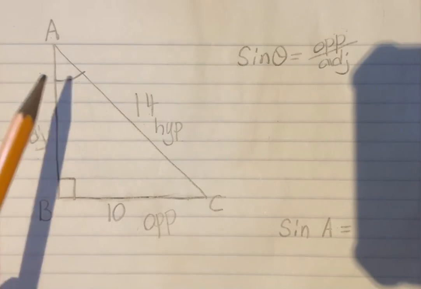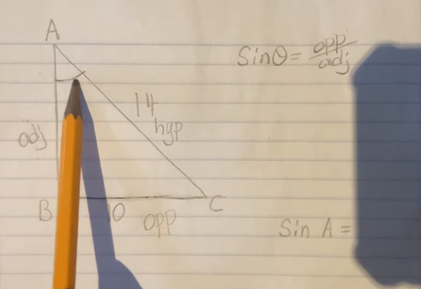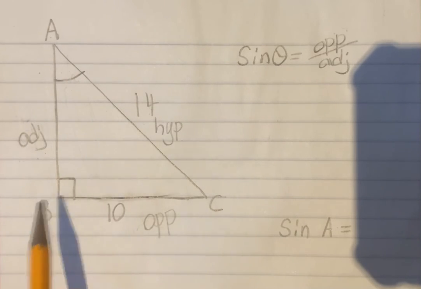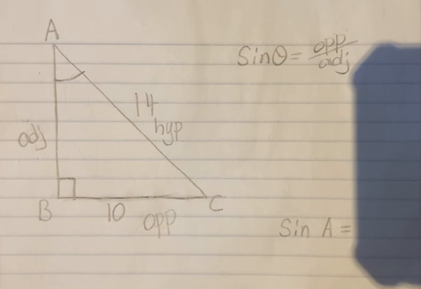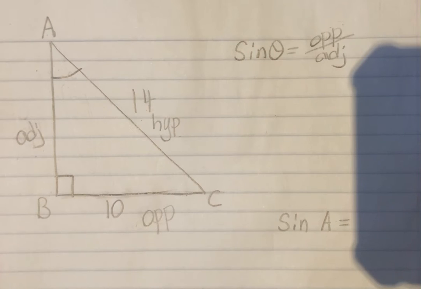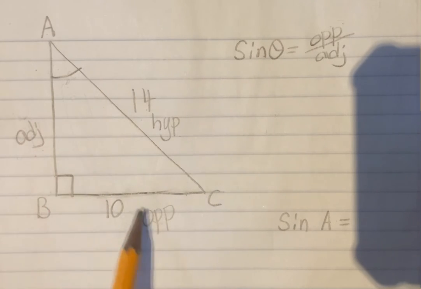This is the indicated angle right here. It's not labeled, but there's the indicated angle. And so from the indicated angle to the 90 degree at B, that's our adjacent. Here we have the hypotenuse, which is always the longest side length. And here we have the opposite. The opposite is always directly across the indicated angle.